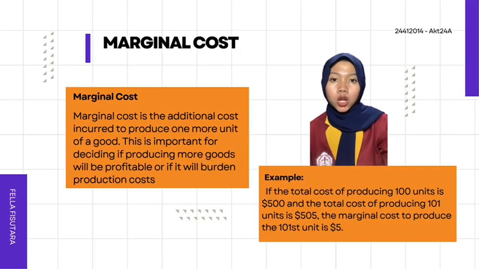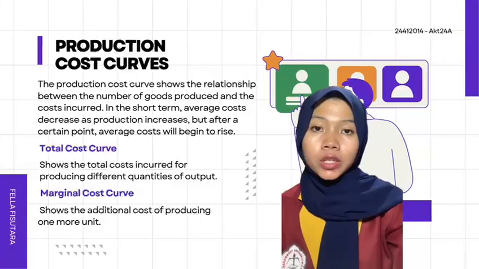Marginal cost. Marginal cost is the additional cost incurred to produce one more unit of a good. This is important for deciding if producing more goods will be profitable or if it will burden production costs. For example, if the total cost of producing 100 units is $500 and the total cost of producing 101 units is $505, the marginal cost to produce the 101st unit is $5.